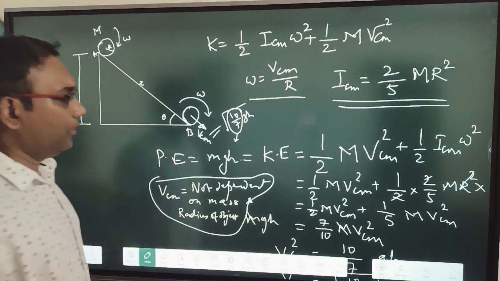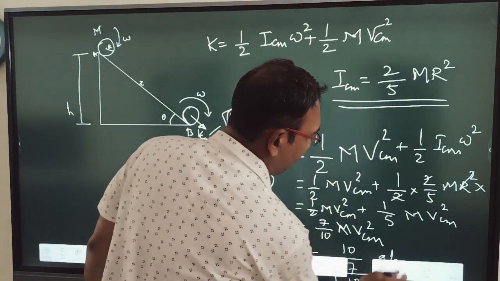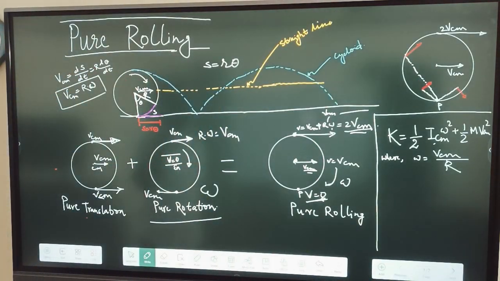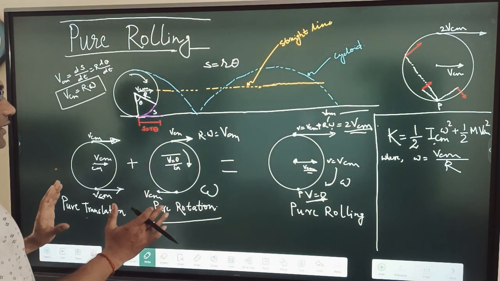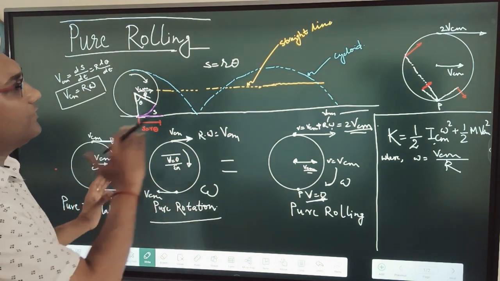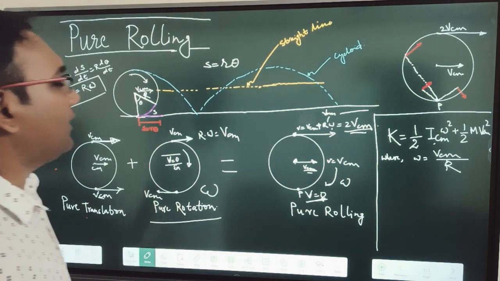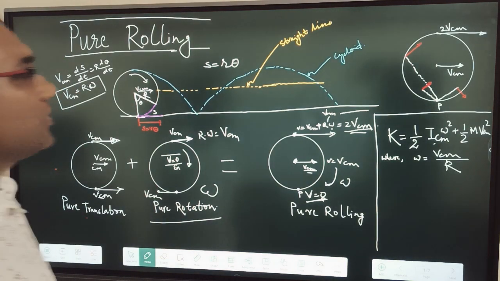So I hope I explained this. It becomes a little bit complex in rotation because it has two motions at a time. So we need to understand the two motions independently, and we can summarize pure rolling. We can understand pure rolling in a complex situation also.